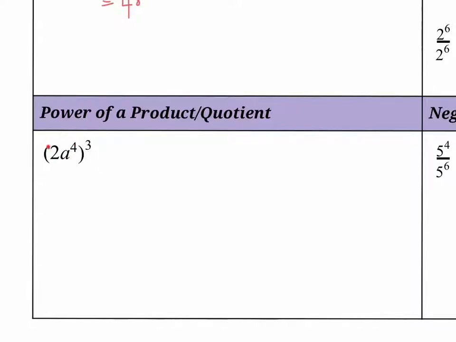So here we've got something in here all to the power of 3. So this 3 is touching the bracket. That means that everything inside the bracket is going to be to the power of 3. So if I rewrite that, this is 2a to the power of 4, all 3 times. So how could we simplify this?